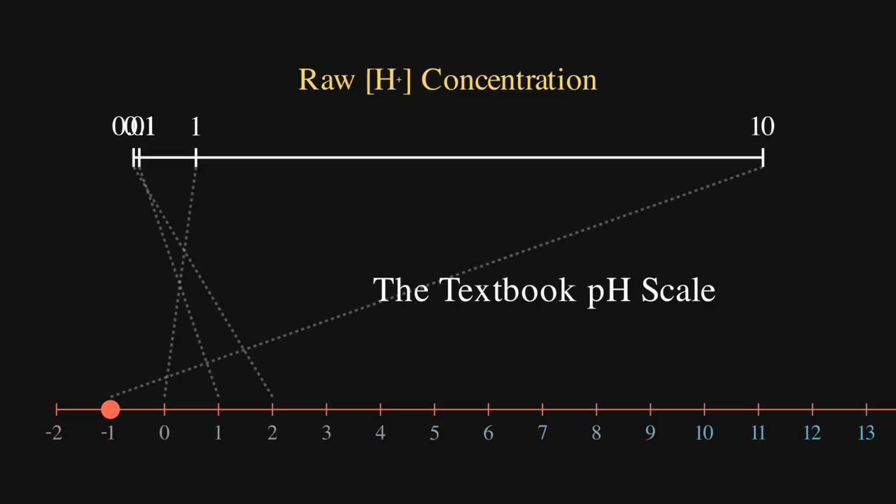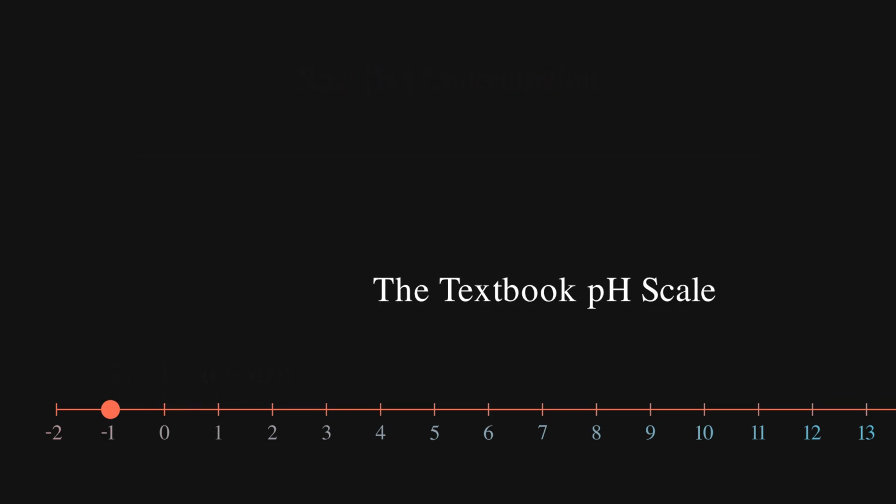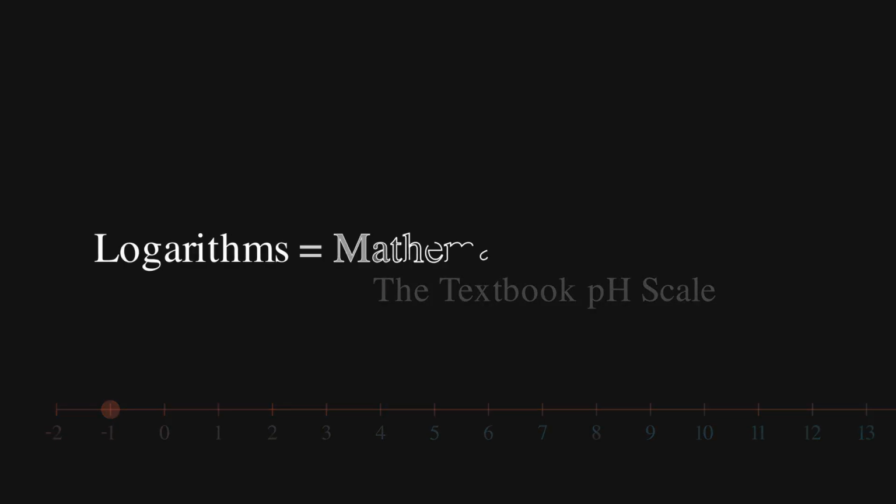Logarithms are essentially mathematical compression algorithms. They take the extreme exponential reality of the physical world, massive leaps in concentration from the strongest acids to the purest water, and gracefully compress them into a simple, human-readable, linear scale. So next time you see a pH value, remember, you aren't just looking at an arbitrary scale. You are looking directly at the exponent.